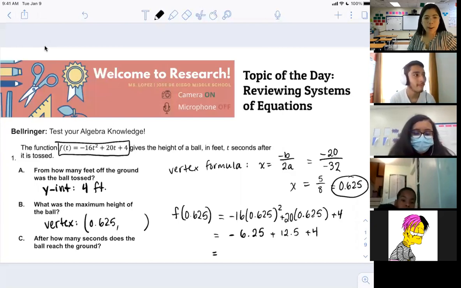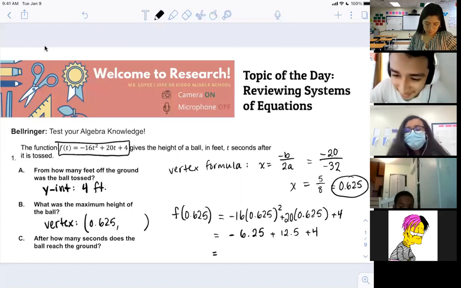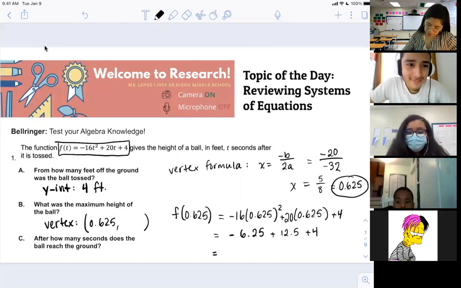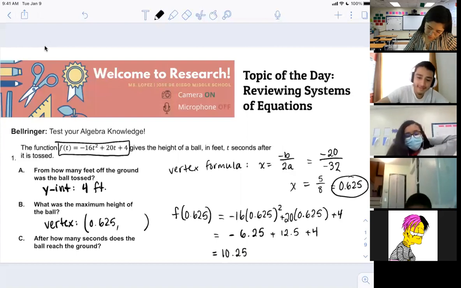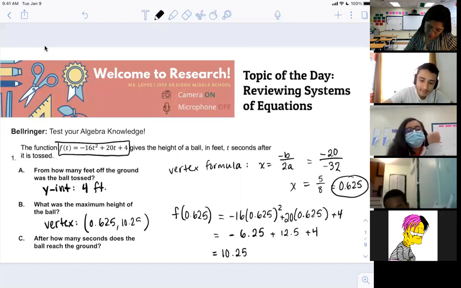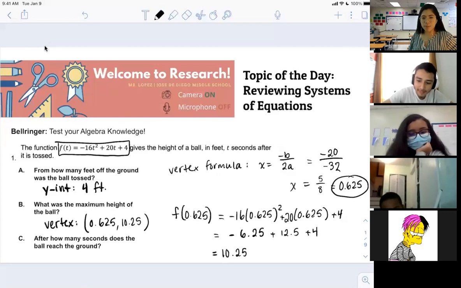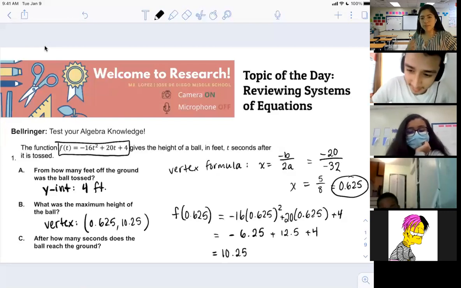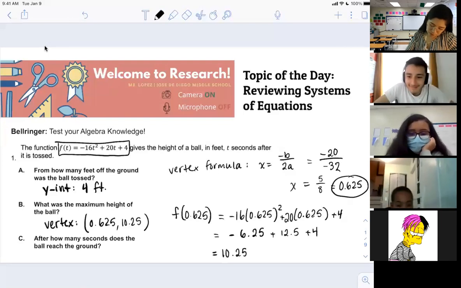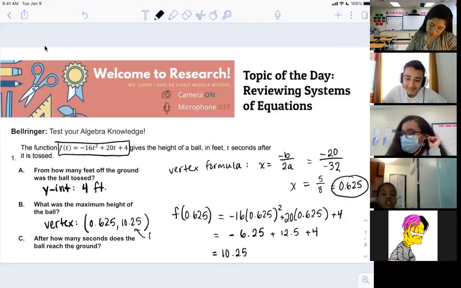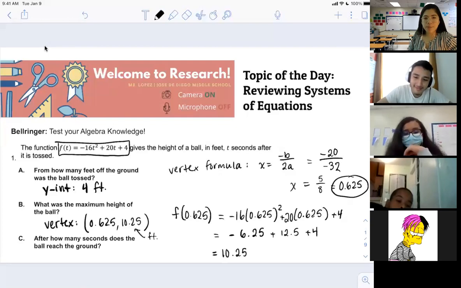Now let's get it. It is 10.25. Good. So 0.625 comma 10.25. That's the vertex. But which of those numbers represents the height? Because that's what the question asks. 10.25 feet. That's the maximum height. Questions on A or B?